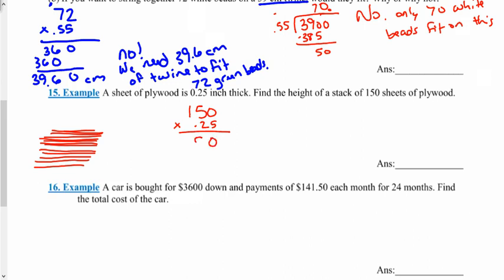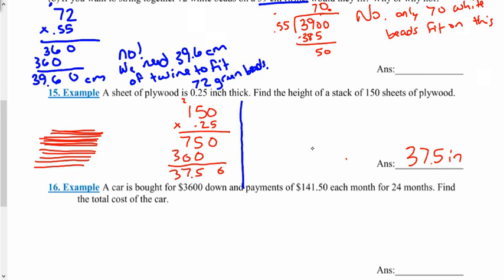5 times 5 is 25. Period 2. 5 times 1 is 5, plus 2 makes 7. Right? 0, 0, 3. 0, 5, 7, 3. And then there's 2 decimals here, so I get to that. So the answer to this is actually 37.5 inches.